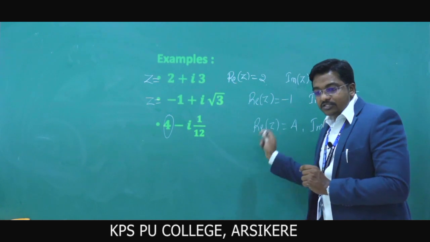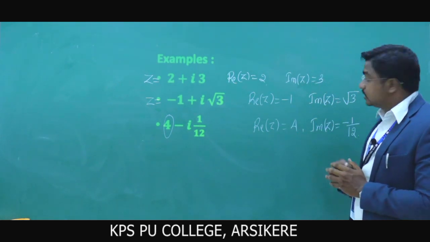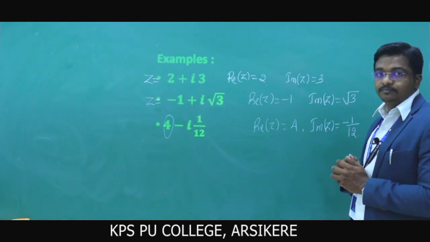Understood, children? These are complex numbers. These are examples. Please note it down. Take a pause and note down all the things I have written here.